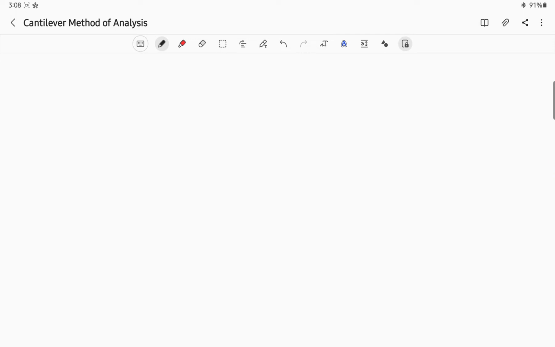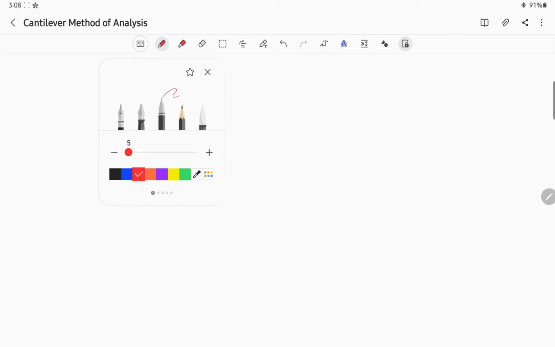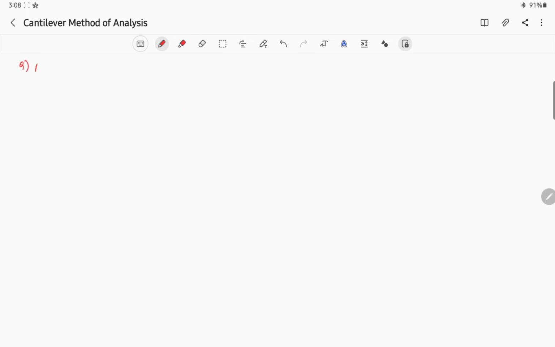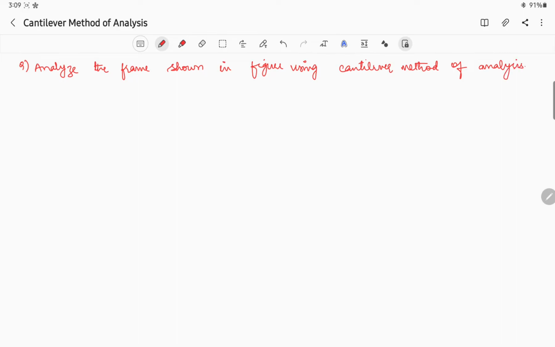Take down the question. The question is, analyze the frame shown in figure using cantilever method of analysis. Okay, so the frame is given to us in the question.